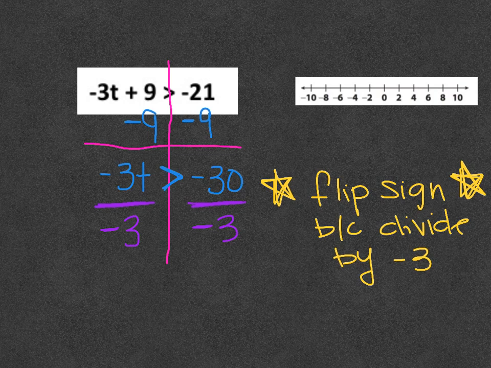When I finish, my answer should say t, but instead of keeping it greater than, I need to flip the sign. So it's going to switch, and now it's going to become less than. And that t looked like a plus sign, so let me make it bigger. t is less than negative 30 divided by negative 3. If you have two negatives and you divide them, they become positive. So this would be a 10.